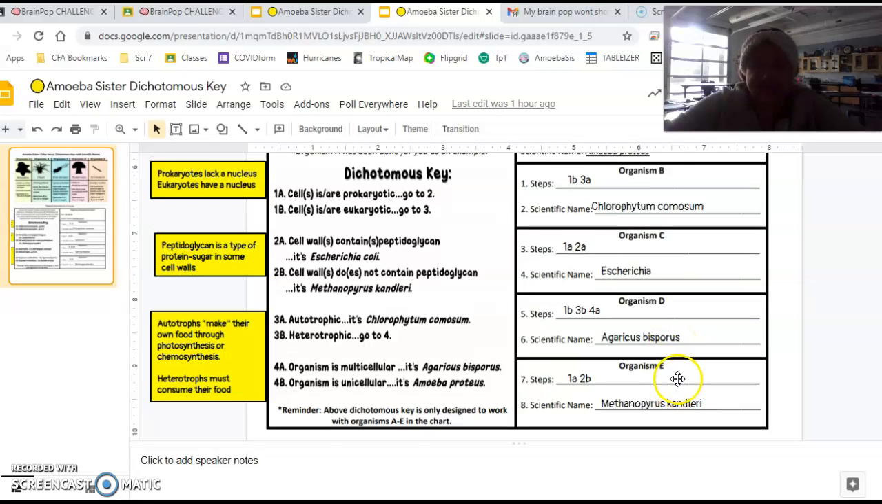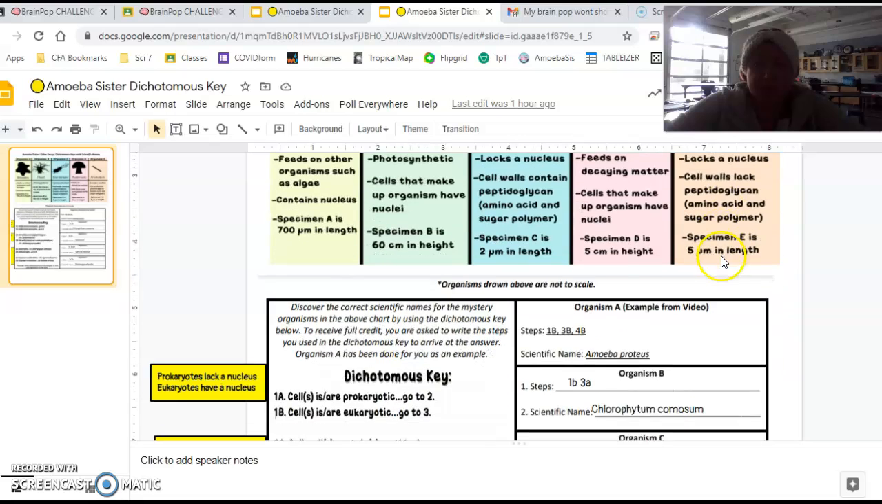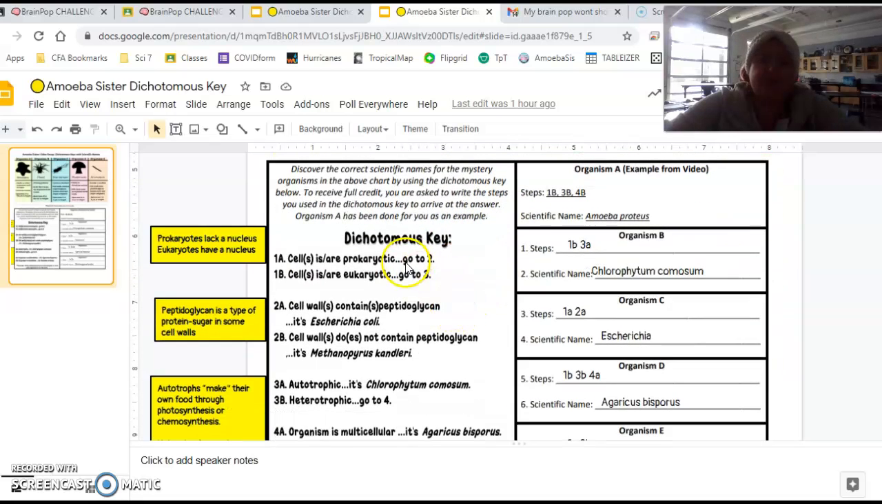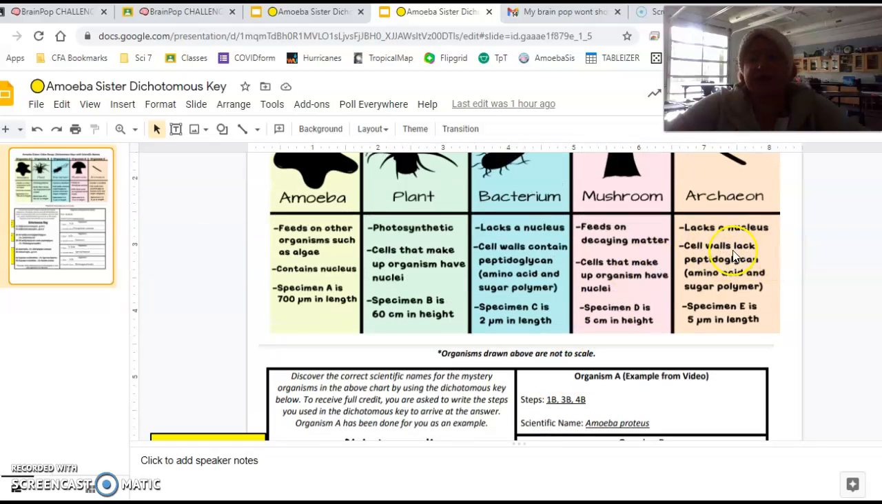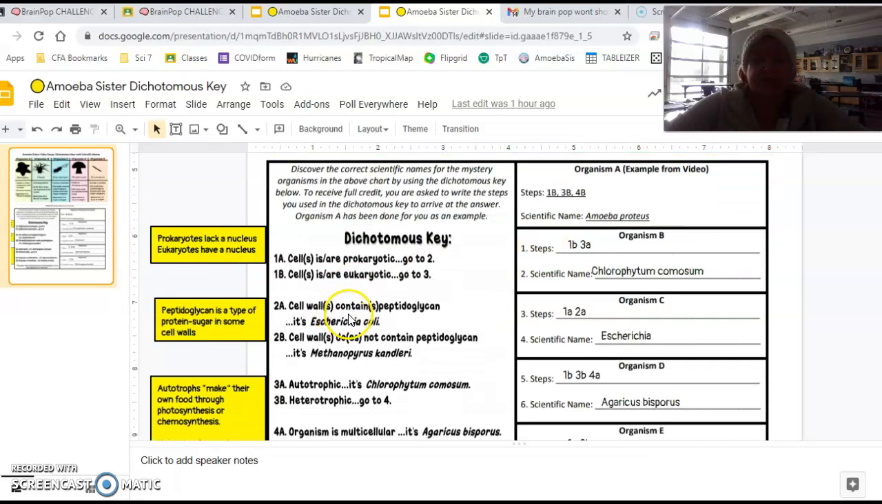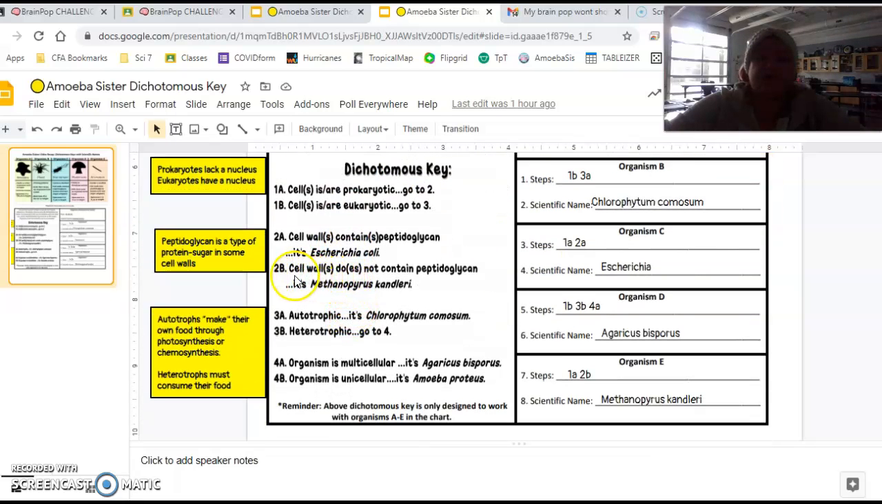And now our last organism, E, was that archaeon, that really ancient bacteria. So it's a prokaryote, so I'm going to record 1A and go to step 2. Its cell wall lacks that peptidoglycan. So now I am going to dead end at 2B, and my organism's name is Methanopyrus candelari.